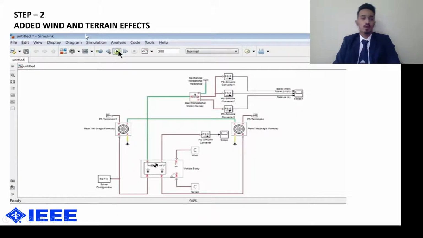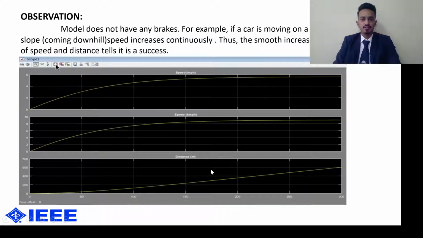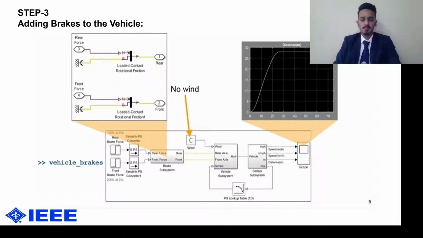After that, we are going to add wind and terrain effects to check if the vehicle body and the tires are running smoothly. We are going to give a wind speed of 1.2 meters per second squared, and an inclination of minus 30 degrees. Therefore, it will give a gradual increase in the speed for some time until the slope ends, and a gradual increase in the distance.